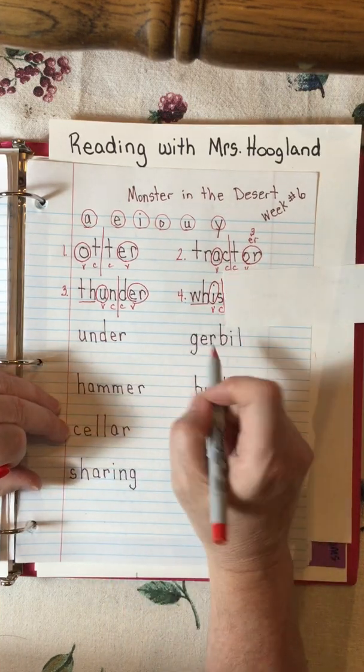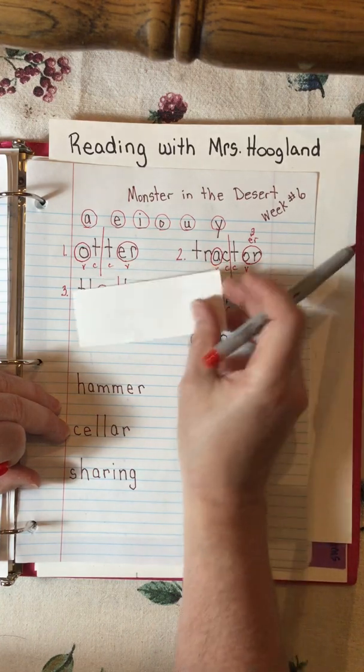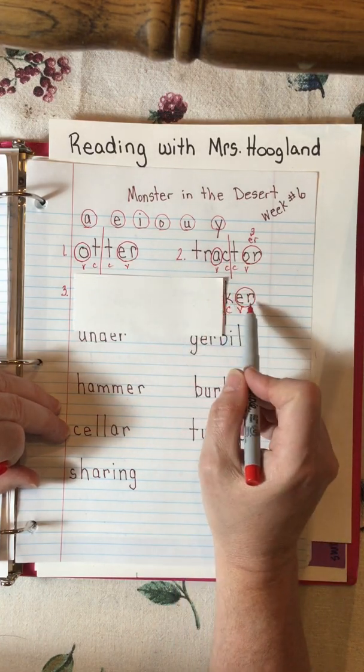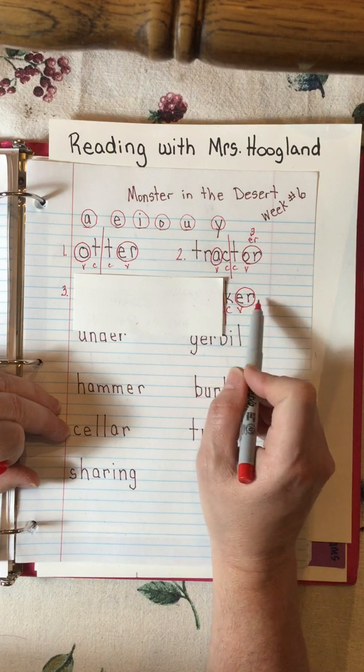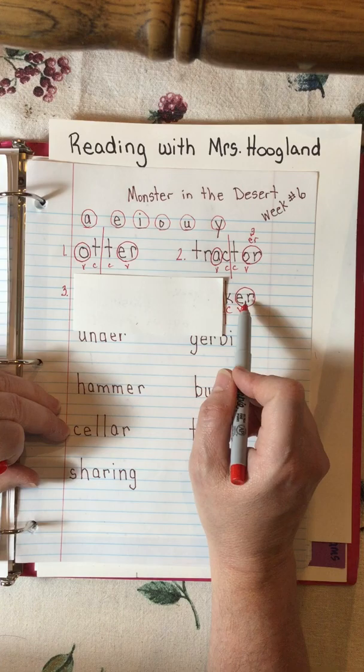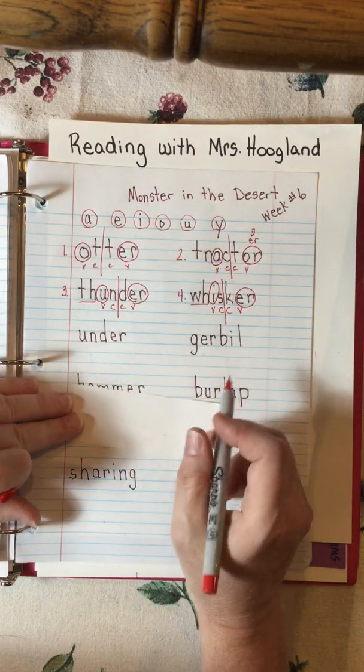So now we have whis. K. Is it whisker, whisker, or whisker? It is whisker, whisker. So that one makes the sound like we want it to.